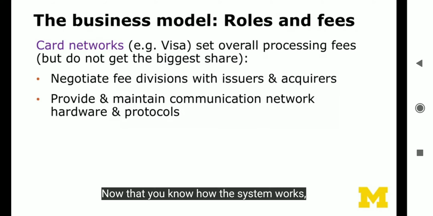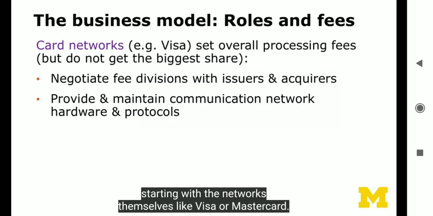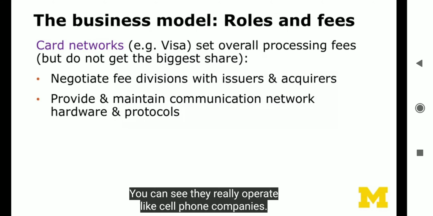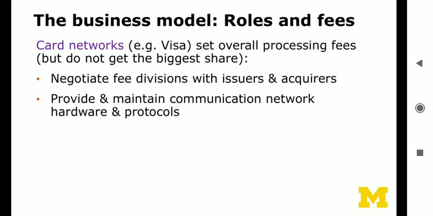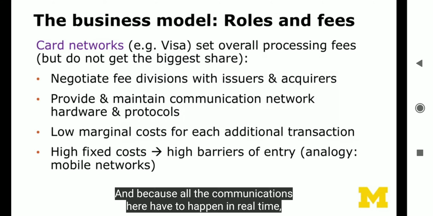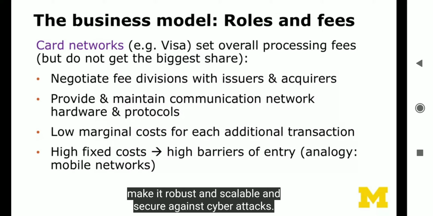Now that you know how the system works, let's take a closer look at the business models for each party involved. Starting with the networks themselves, like Visa or MasterCard. You can see they really operate like cell phone companies. They're the operator of the communication infrastructure. And because all the communications here have to happen in real time, they need to invest a ton of money upfront to build this network, make it robust and scalable, and secure against cyber attacks.